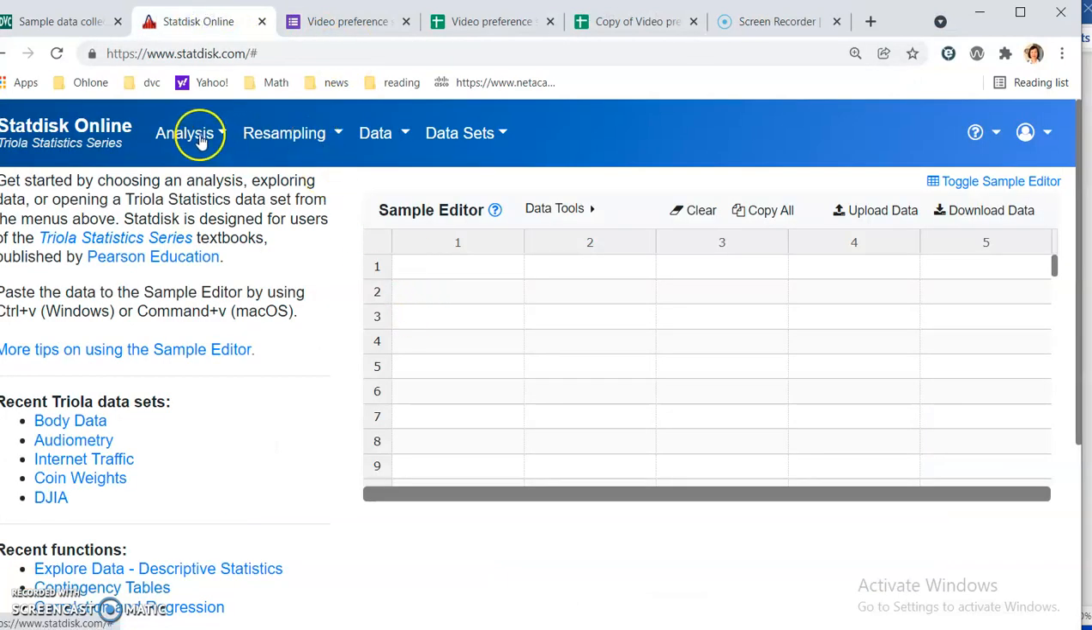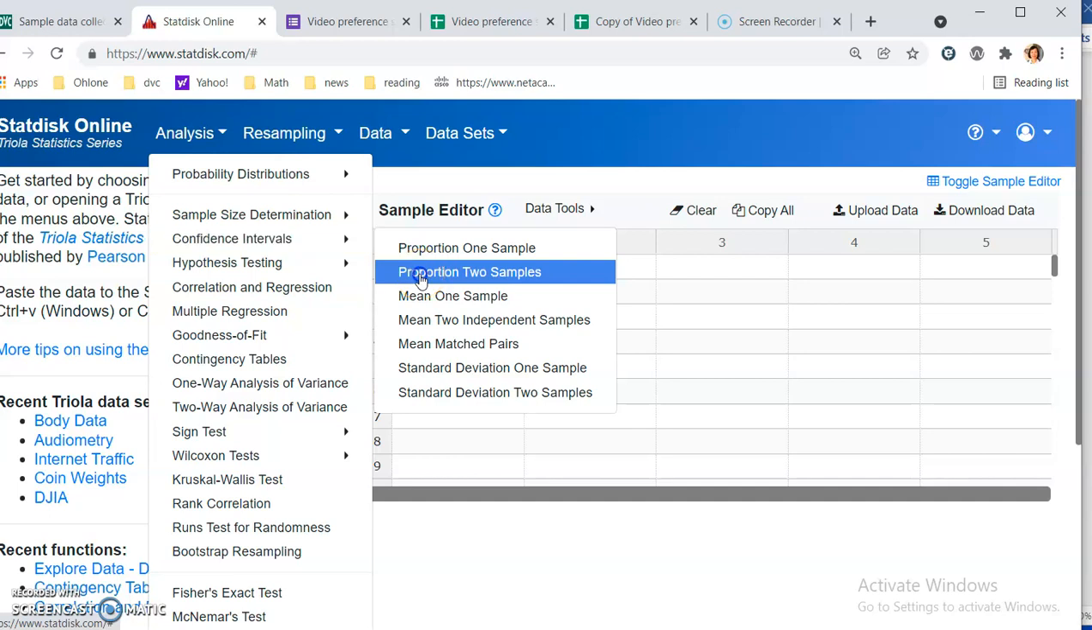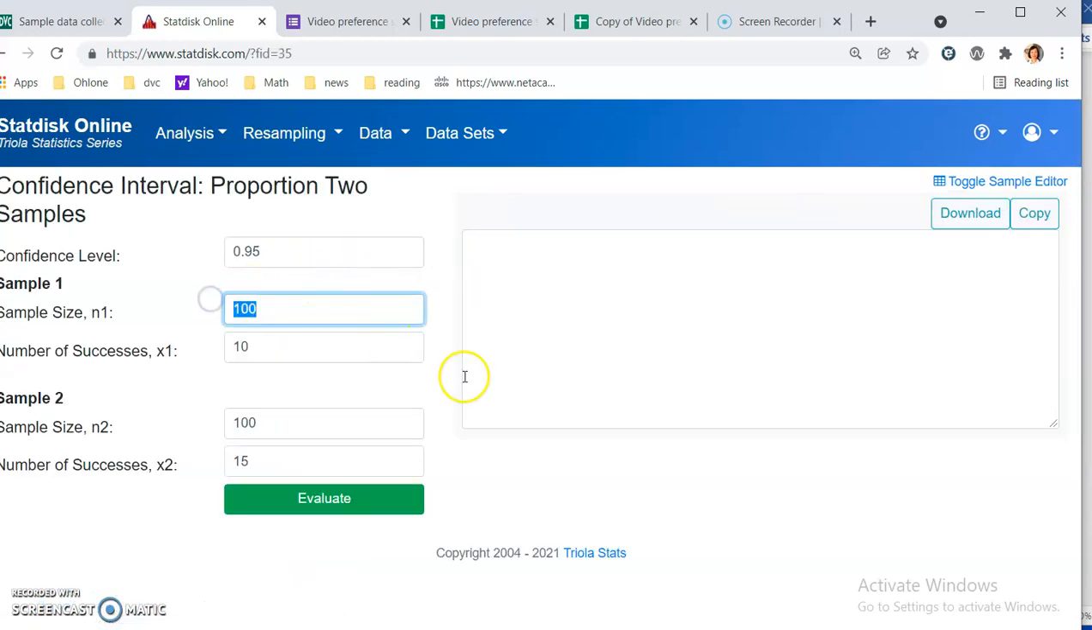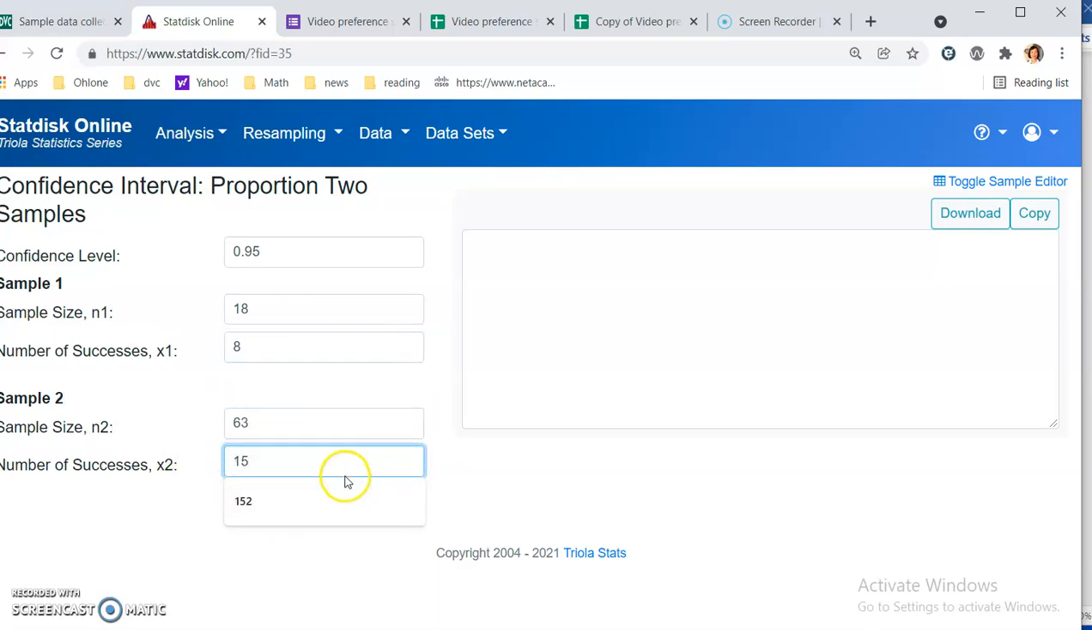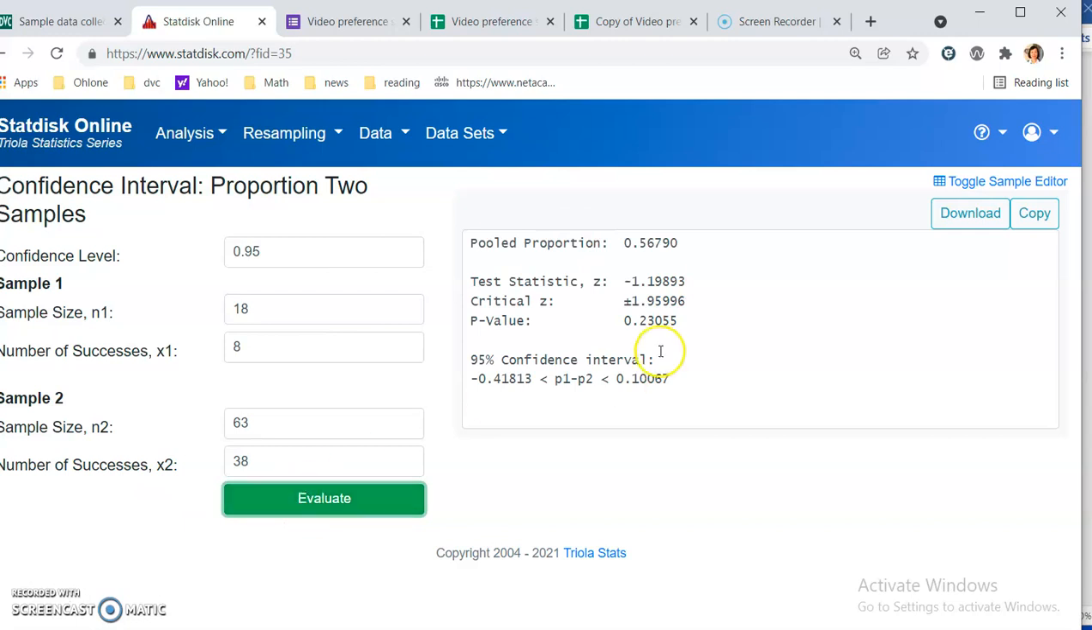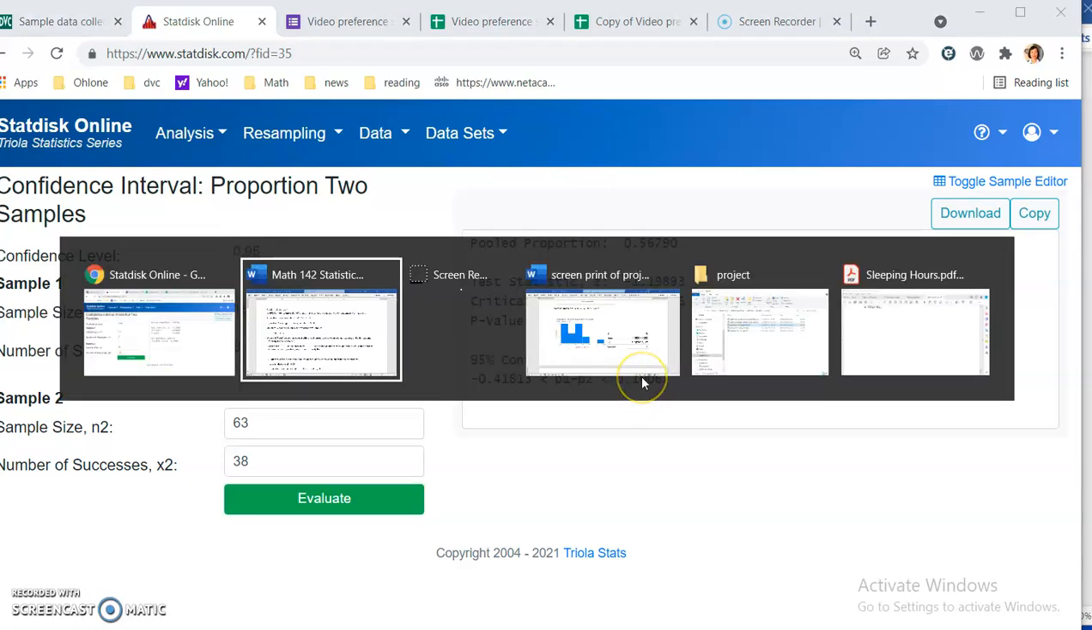So here I will do analysis, confidence interval proportion two samples, because they're categorical data, and it is 18, 8, 63, and 38. Can I evaluate? There I have the data. So the 95% confidence interval for P1 minus P2 is negative 0.418 to 0.101, rounded to 3 decimal places.